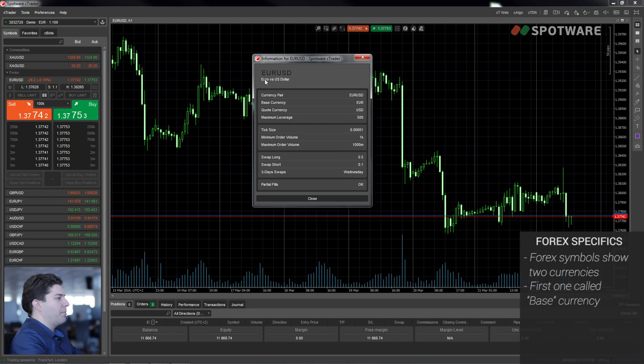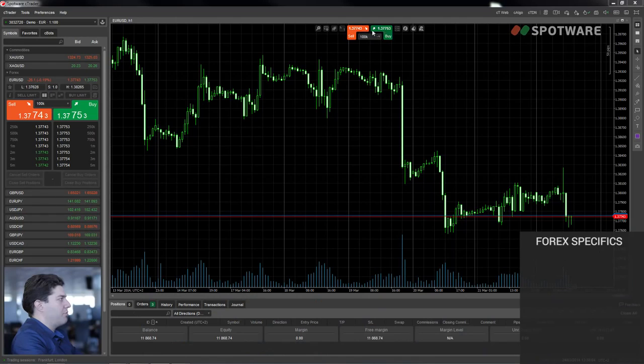The first currency is called the base currency and the second currency is called the quote currency. The exchange rate shows you how many units of quote currency you can buy with 1 unit of base currency. In this example, the exchange rate is 1.37735, so 1 euro can buy $1.377. However, for every currency pair, we see two exchange rates, as you can see here.